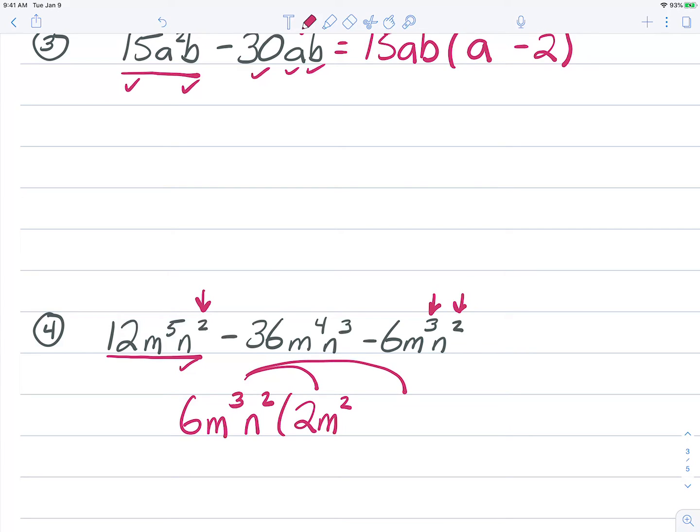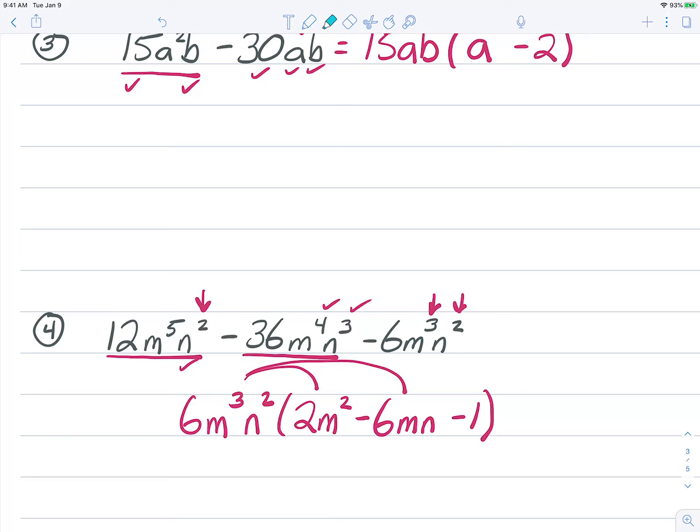Then if we say what was multiplied to get the middle term, 6 times negative 6 is negative 36. M to the 3rd times m to the 1st gets us m to the 4th. And n to the 1st times n squared gets us n to the 3rd. So I have to make sure all of my exponents add to the originals. And then for the last one, 6 times negative 1 is negative 6. And my exponents are already fine. I already have an m to the 3rd and an n squared, so that's all I need for the last term, which is a negative 1.